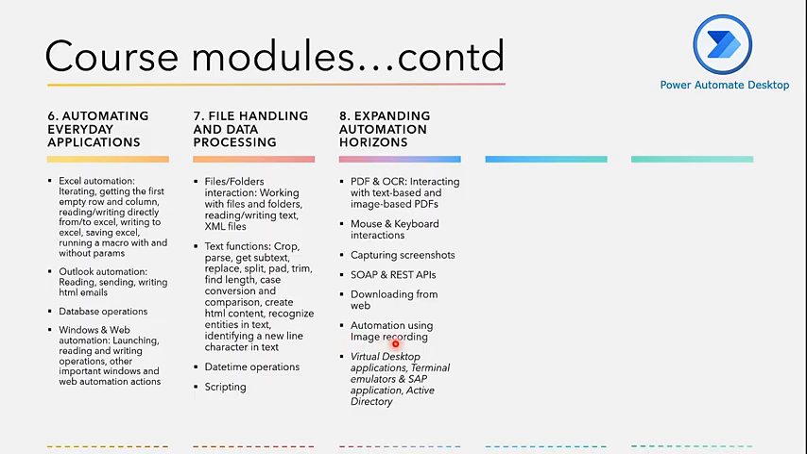Then another recorder that is available in Power Automate Desktop, that is the image recorder. We'll make use of that. We'll use coordinate based automation. We'll see how to perform it using a live example.